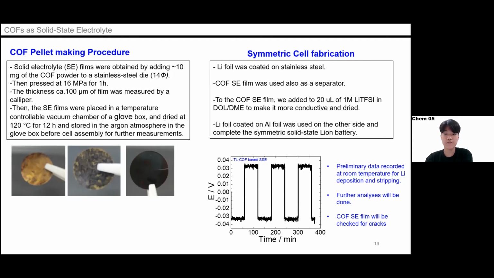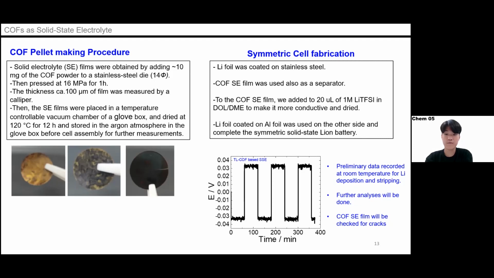Before we make a full cell, we made a symmetric cell to test the stability of the half cell. We coated lithium foil on a stainless steel. We used the COF SE film and added 20 micrometer 1 molar lithium TFSI in DOL/DME to make it more conductive. On the other side of the stainless steel electrode, we coated lithium foil on aluminum foil and completed the symmetric solid-state lithium-ion battery.